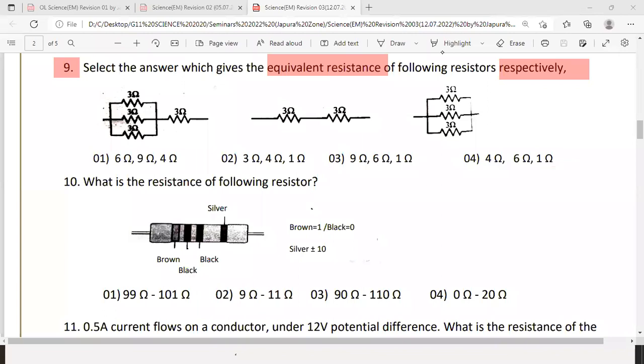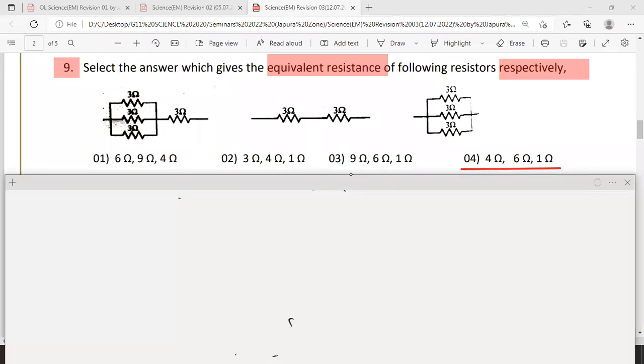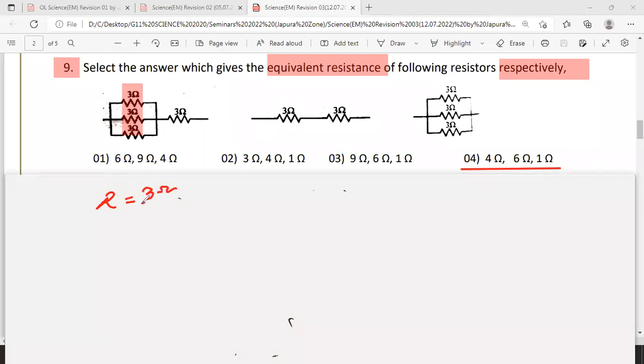Now I'll go with the short method. When there are any number of resistors with the same value in parallel, how do we find the equivalent resistance? The value of one resistor divided by the number of resistors. Look at the first one. There are 3 resistors with the same value. Using the short method, the resistance equals the value of one divided by the number of resistors. 3 divided by 3 gives 1 ohm. Therefore, you can write 1 ohm here. 1 plus 3, you get a total of how many ohms?